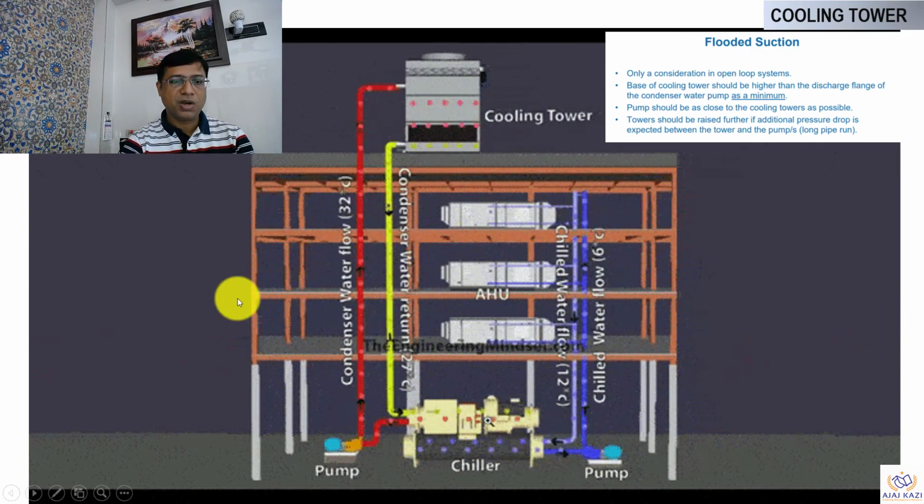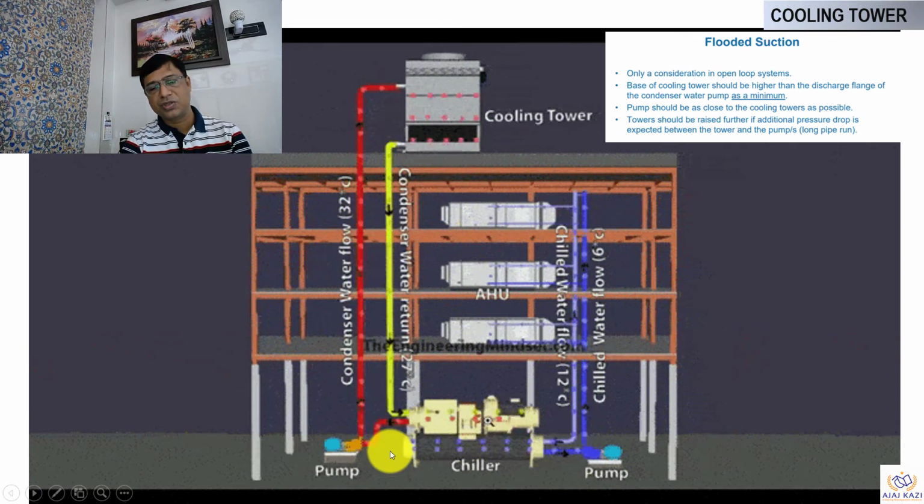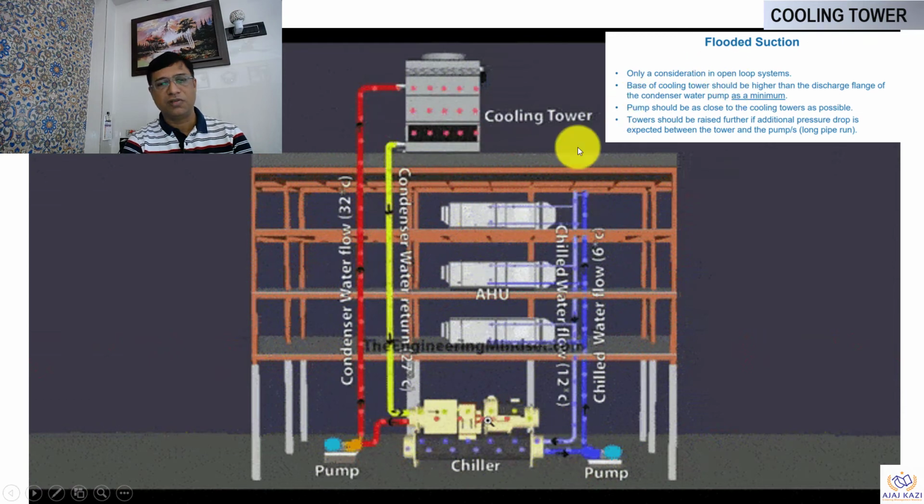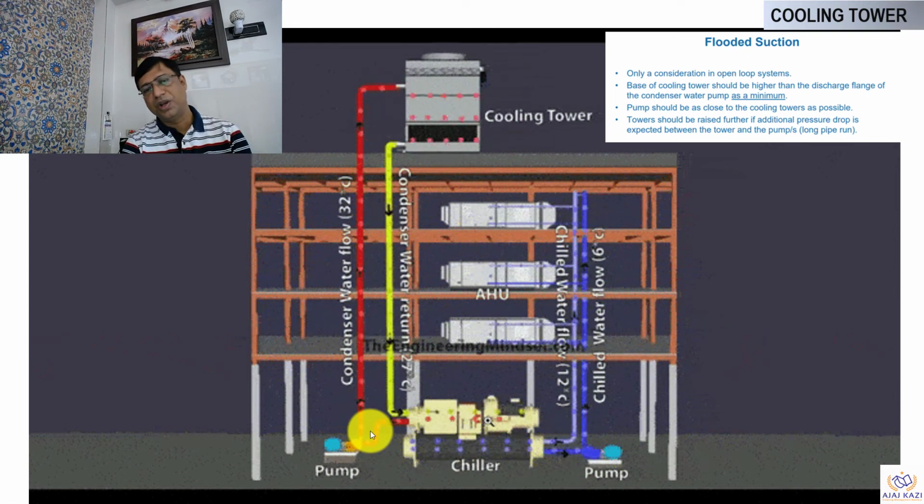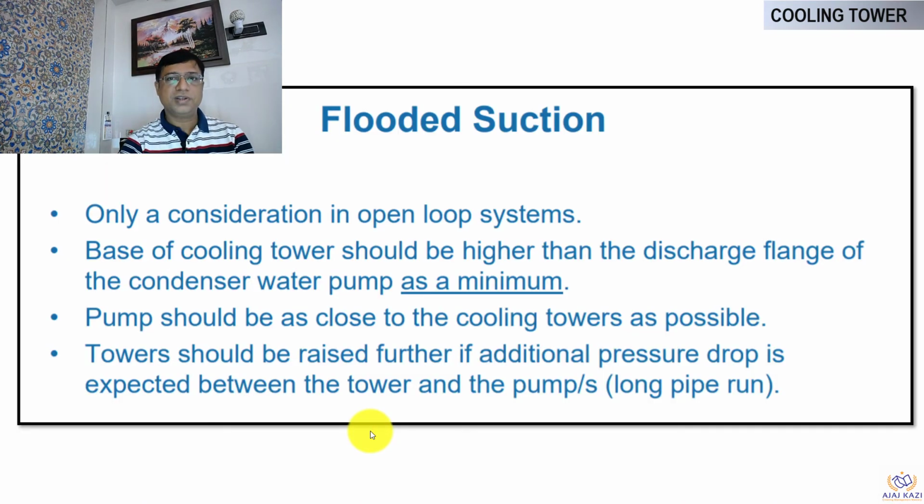One of the important parts here is the pump, which circulates the water from the condenser to the cooling towers, and it should always work with a flooded suction. It should not go into dry mode again. This is how it is shown here. Flooded suction is only a consideration in an open loop system; if it is a closed loop, the water is already available.